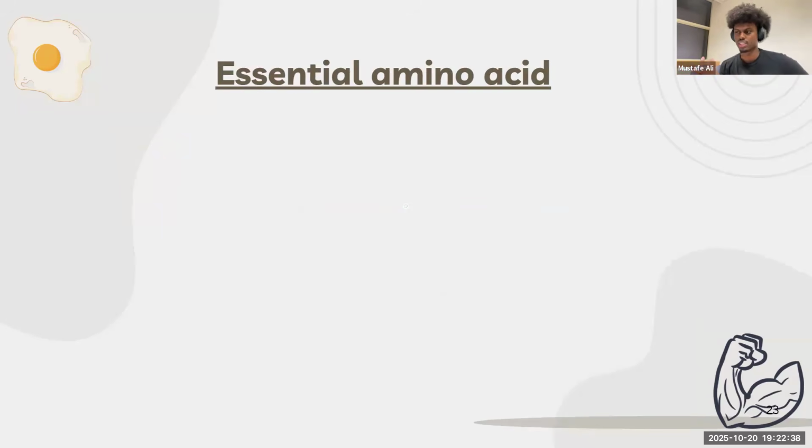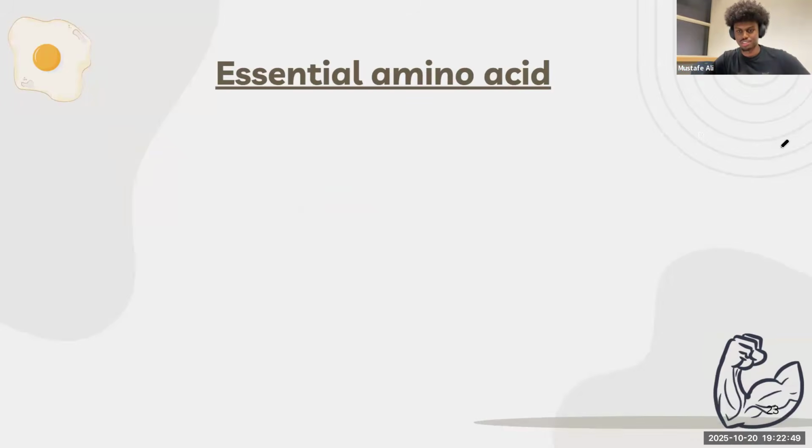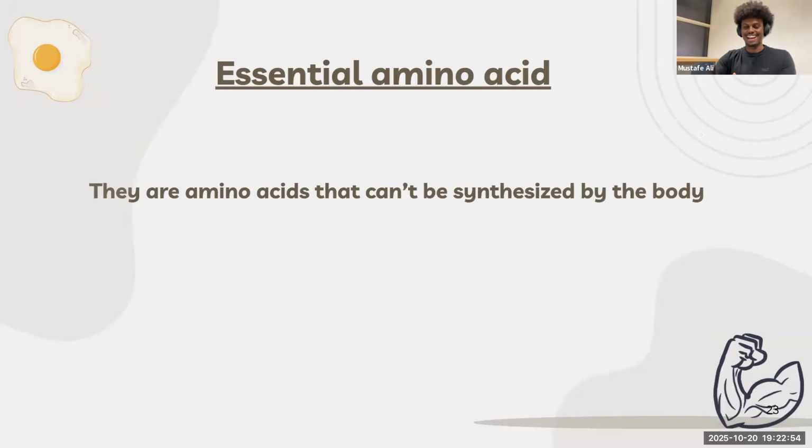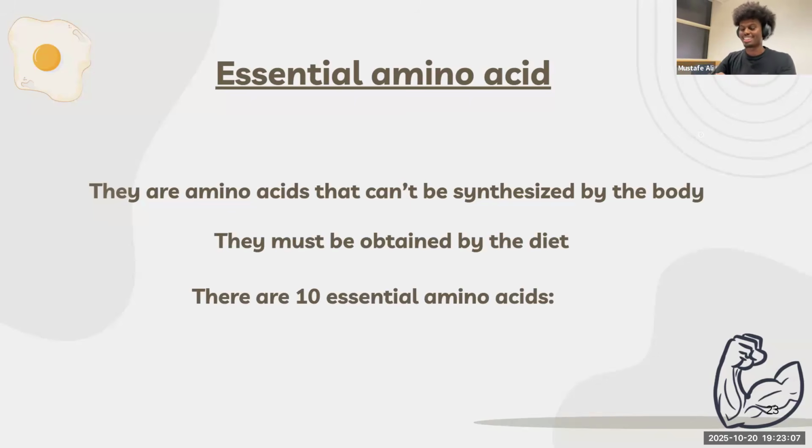Can anyone tell me what an essential amino acid is, if anyone knows? Okay, I'm seeing good answers. So, essential amino acids are amino acids that can't be synthesized by the body. We cannot make them ourselves, and they must be obtained from the diet. Now, there are 10 essential amino acids present in our body.